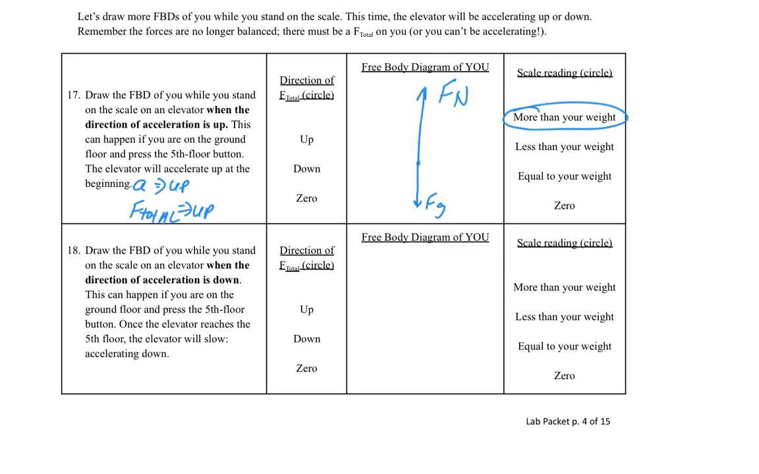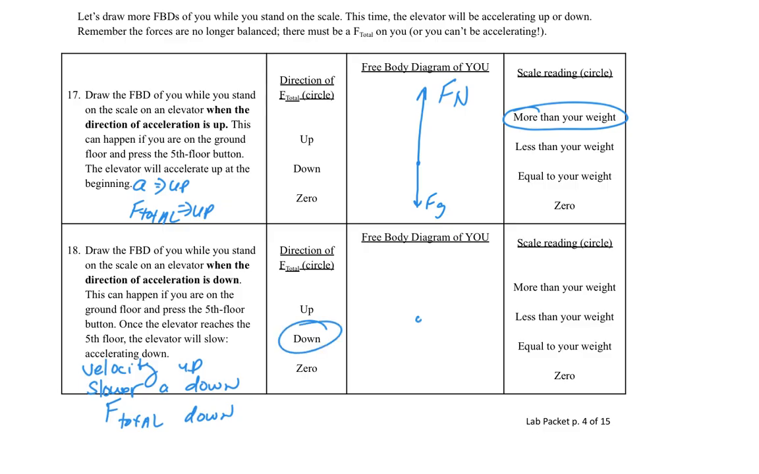Now let's look at a similar situation, but now your acceleration is in the down direction. This happens if you're on the ground floor, you press the 5th floor button, and once you're approaching the 5th floor, you start going slower. So your velocity is up, but you're getting slower. Remember from our kinematics discussion and our acceleration discussion that if your velocity is in one direction and you're getting slower, the acceleration must be in the opposite direction. So if our velocity is up, but we're getting slower, then our acceleration has to be down. Well, if our acceleration is down, then our total force also has to be down.